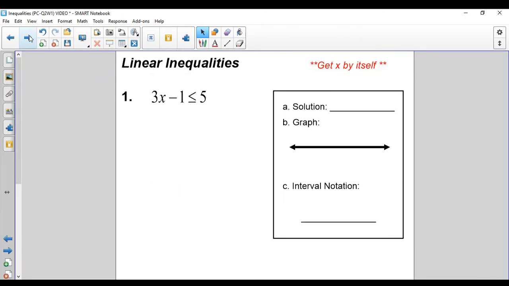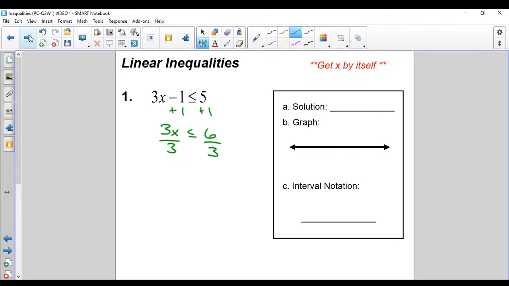Linear inequalities, you very simply just get x by itself, and it'll be, for the most part, pretty basic ones. Let's start out with two basic ones here. You add 1 to both sides, you get 3x is less than or equal to 6. Divide by 3, x is less than or equal to 2 is your solution. I'm going to write it over here as well, just because I have that spot for it.